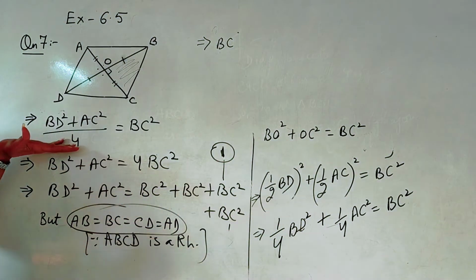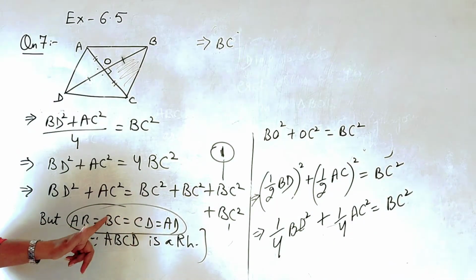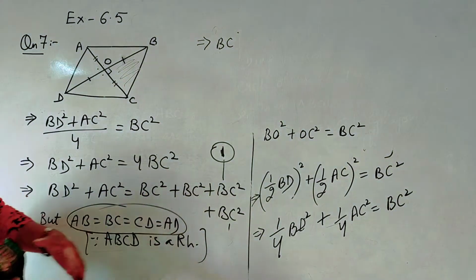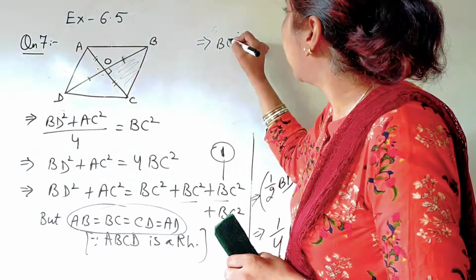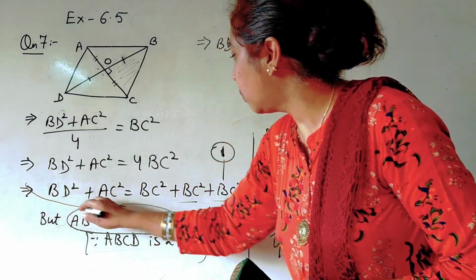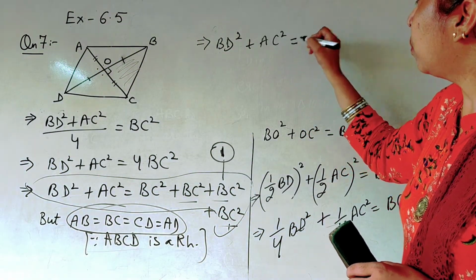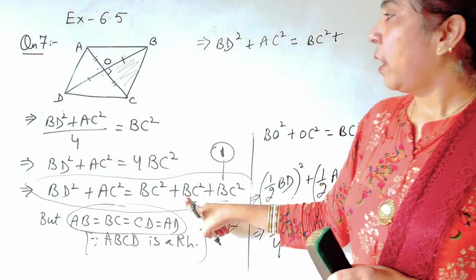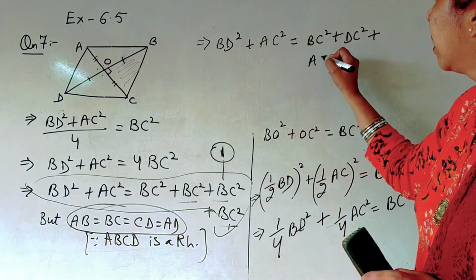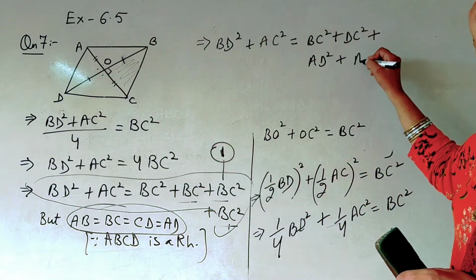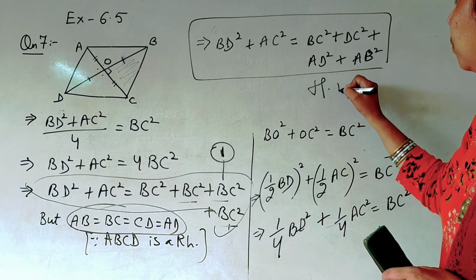Now I have taken the LCM. After taking the LCM, it will be like this. And after putting the values of BC, because BC is equal to AB, CD and AD, for these 3 values this equation will be BD square plus AC square is equal to BC square plus DC square plus AD square plus AB square. And this is what we have to prove.